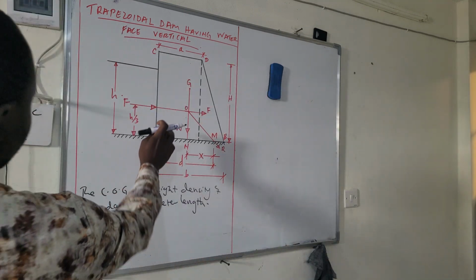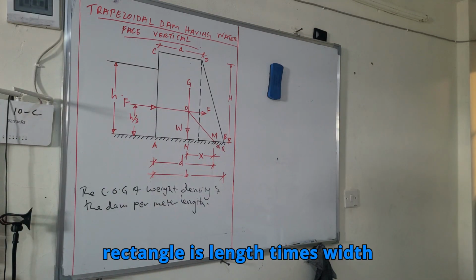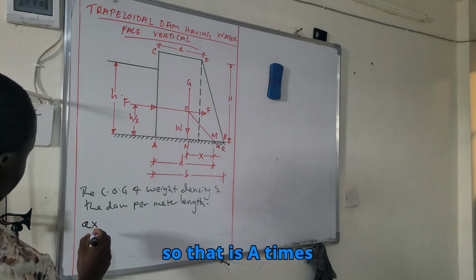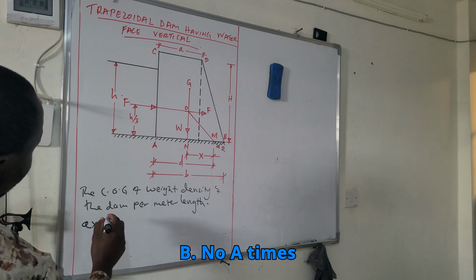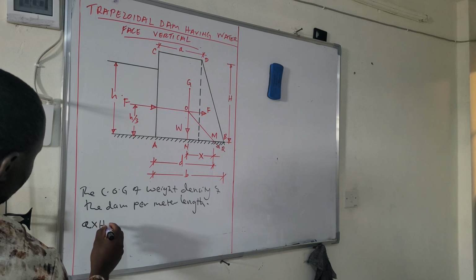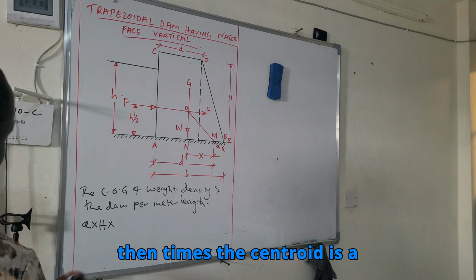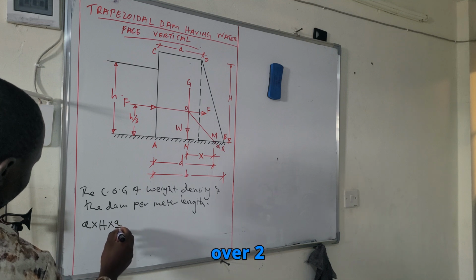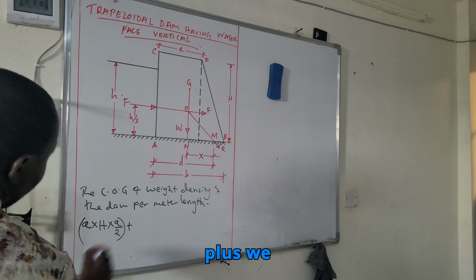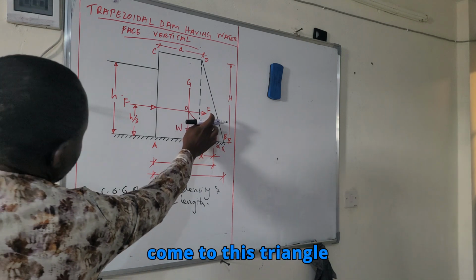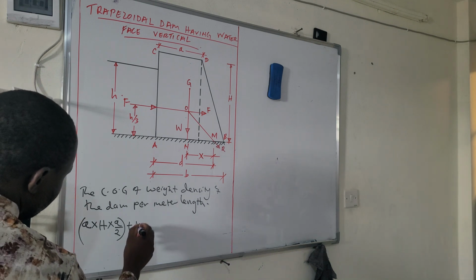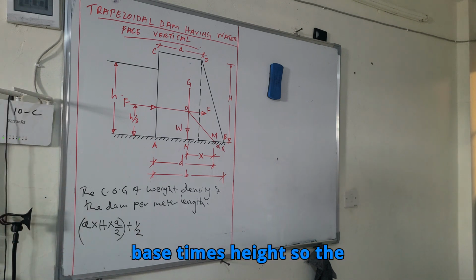So the area of the rectangle is length times width. So that is A times H. Then times the centroid, which is A over 2, plus we come to this triangle. So the area will be a half base times height.